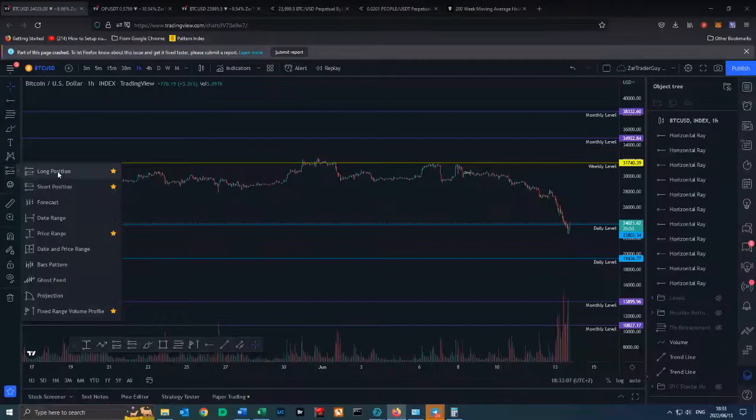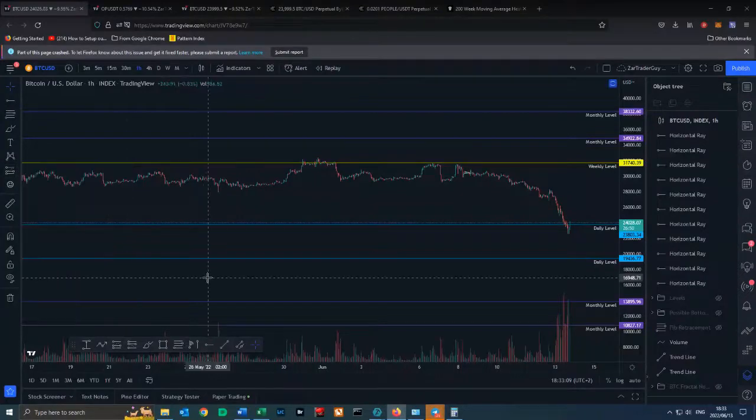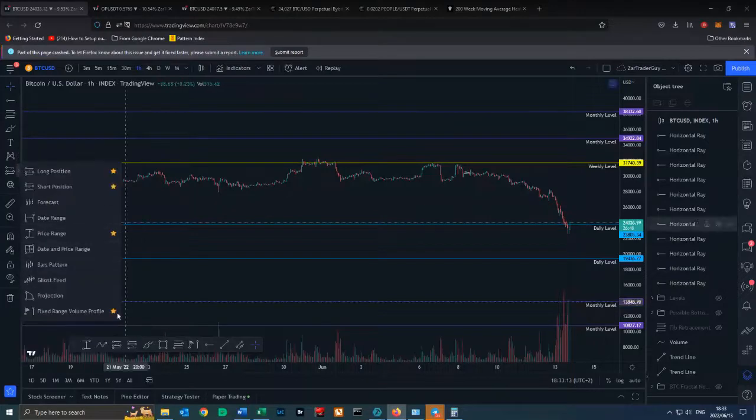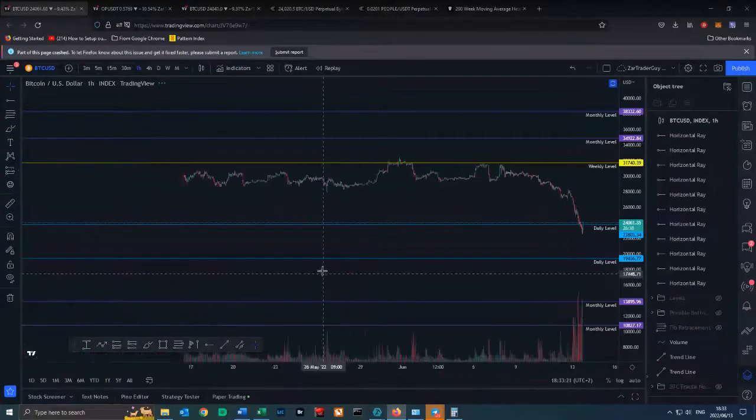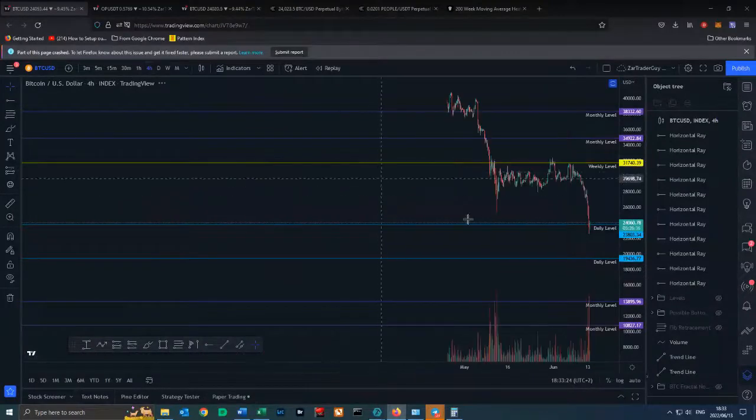So if you go where your long, short positions and that kind of thing are, I go and favorite them, so I don't have to go and look for them every single time because it just wastes time. So you just click your favorite button. As you can see, that added it to your favorites bar. So I'm going to remove that one. And I know that my fixed range.